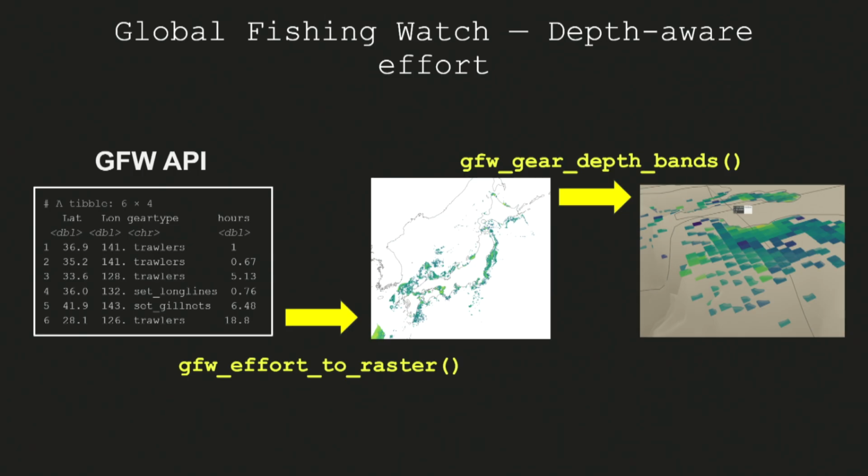And so while there are some limitations with the publicly available Global Fishing Watch data, so for example, Global Fishing Watch labels both midwater and bottom trawlers as simply trawlers. And in 2D, that doesn't matter so much. But in 3D, they obviously exist in completely different parts of the water column.